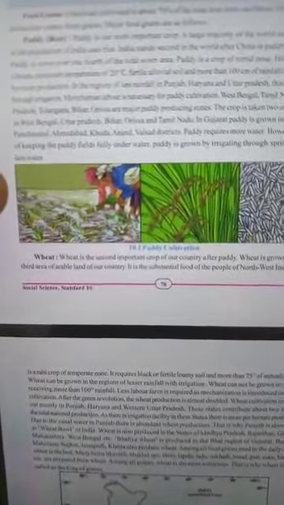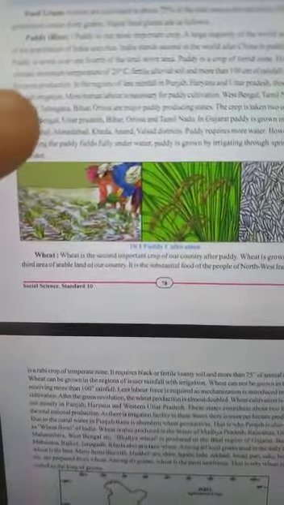Total area sown means the area to cultivate, and out of that we get some percentage of production. So grains are cultivated on about 75 percent, underline that, of the total area sown, and about 50 percent of the total production comes from grains. Understood? Major food grains are as follows. First one is paddy. Paddy is our most important crop. A large majority of the world and about half of the population of India uses rice. India stands second in the world after China in paddy production.